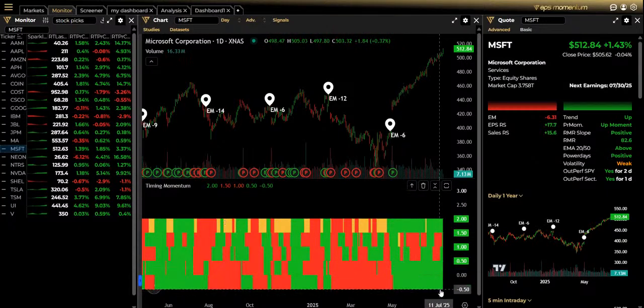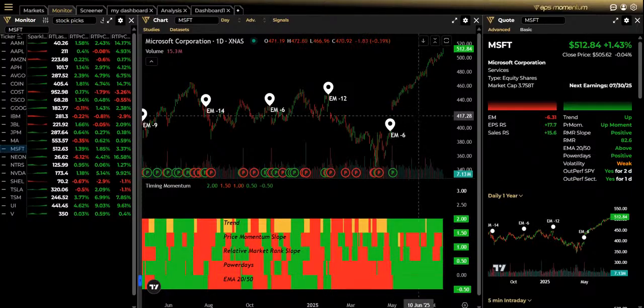Power days, EMA 2050. You can also notice the timing momentum here is on the side, where you have the trend, price momentum, RMR slope, the actual RMR level, which is 82, which is very high, the 2050, which is above, the power day is positive, and the volatility is weak, and it's been outperforming the S&P and the sector for 2 days or 1 day. So yeah, very, very powerful tool.